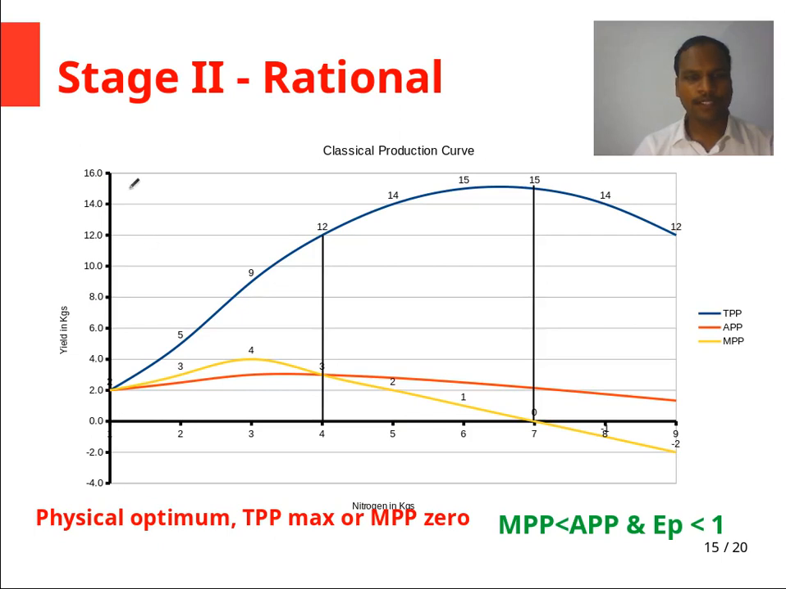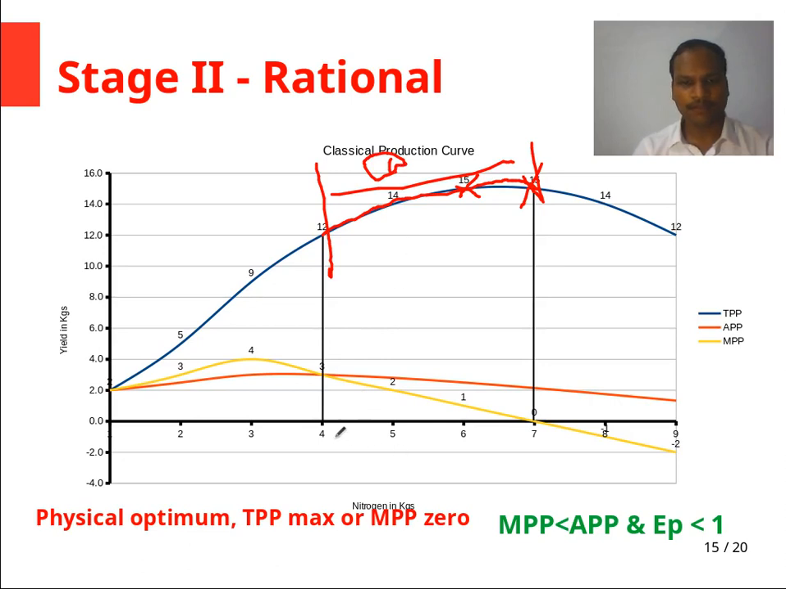Then the second stage is this one. In the second stage we can see that TPP increases and reaches maximum. The maximum is 15 kg here. It increases but at a decreasing rate. So when the input increases, the output increases but in a lower proportion. That is what it means.